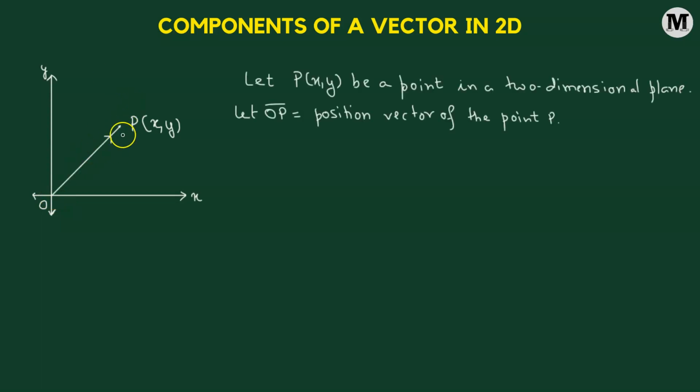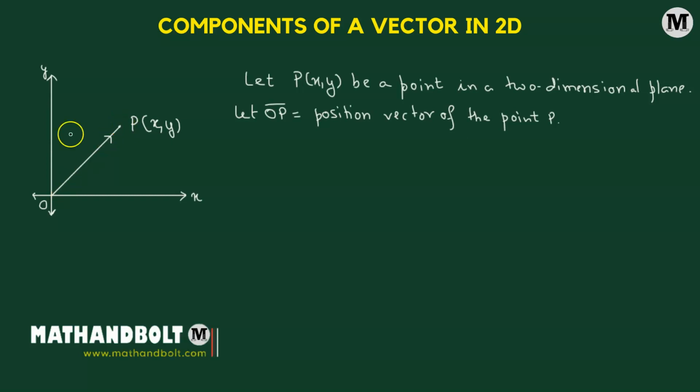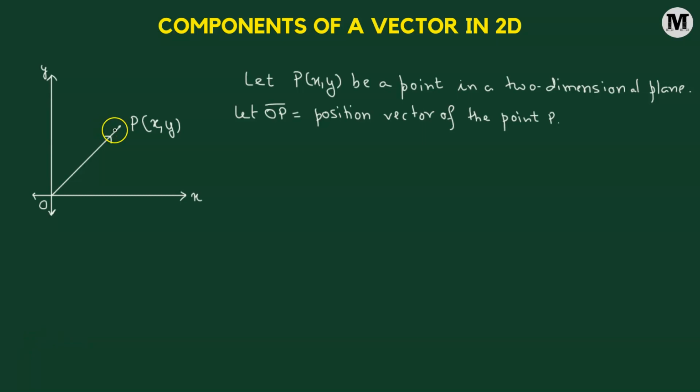Vector OP is going to be the position vector of the point P, because this is the definition of a position vector. It's a vector which joins any point with the origin of a coordinate system. Our goal will be to find out the components of this vector OP along the x-axis and the y-axis.